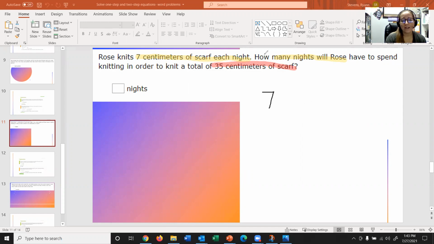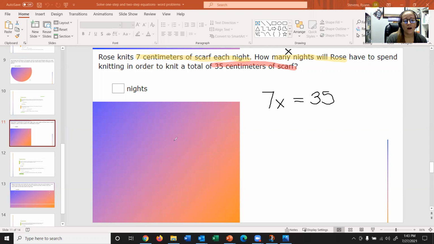And then looking at this part of the question, how many nights? We don't know how many nights Rose is going to have to knit just yet. So we're going to represent the nights by X. Okay, so 7 times X. And we want the scarf to be equal to 35 centimeters.